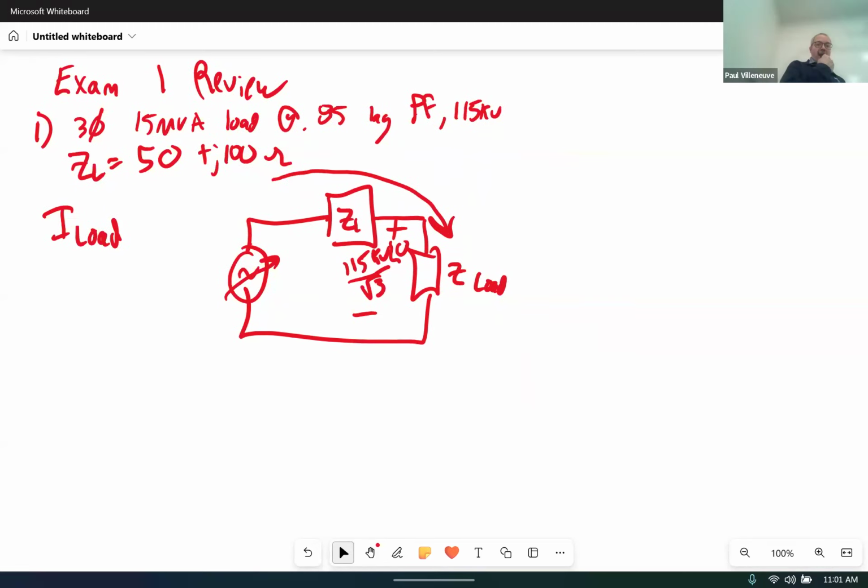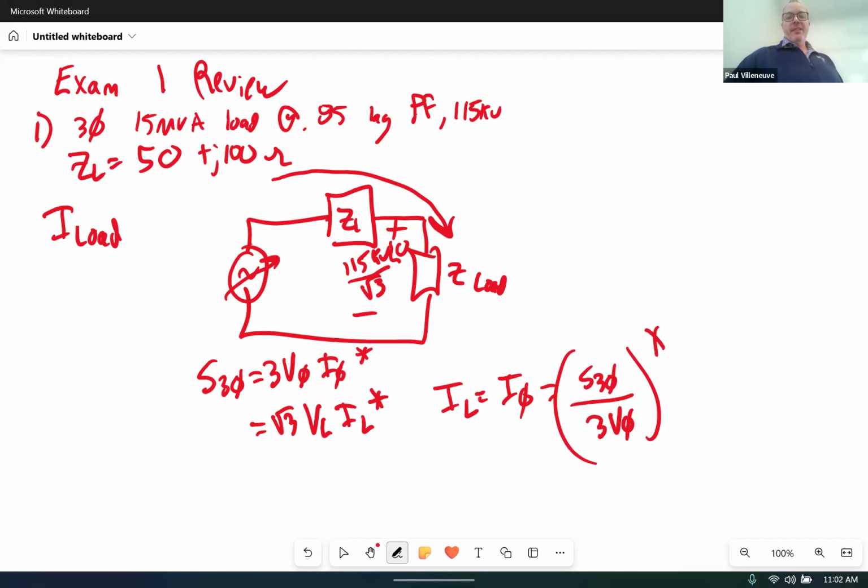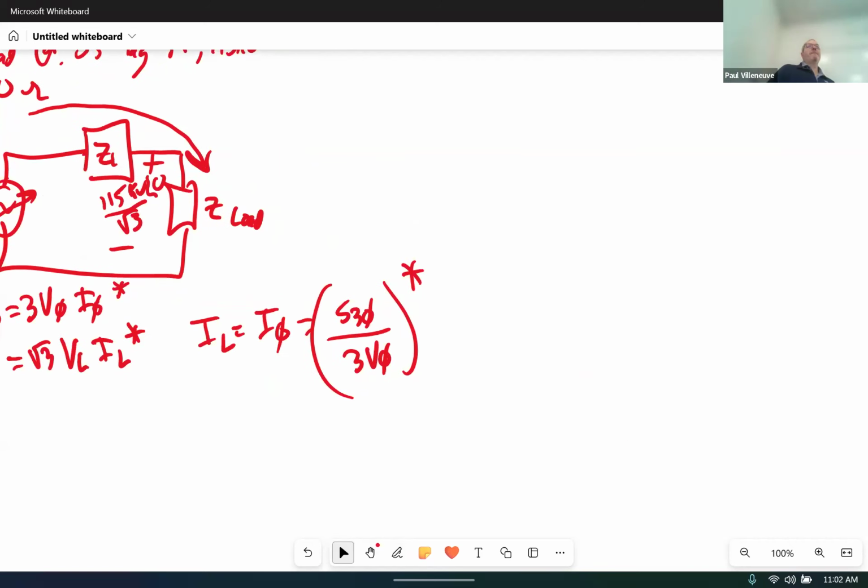So now we know S for 3-phase is equal to 3V phase times I phase conjugate. If you don't like that one, V load, I load conjugate, or I line conjugate, right? So at this point, I line, which is going to be equal to I phase, is going to be equal to S 3-phase divided by 3 V phase conjugate, right?